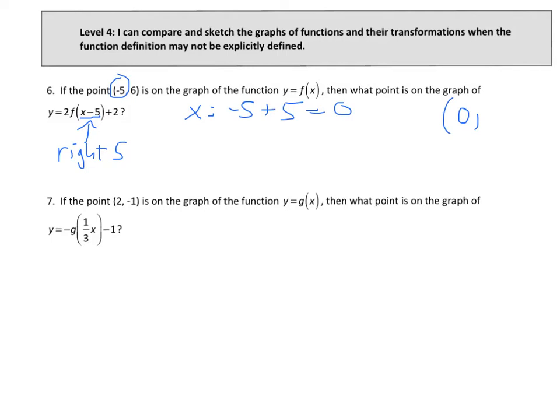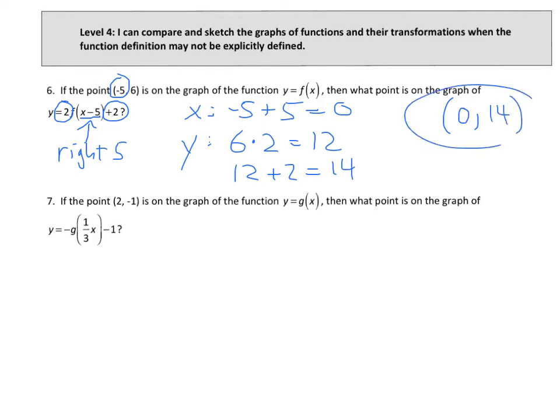Now for the y coordinate, we have two things happening. A vertical stretch by a factor of 2, and a vertical shift by 2. We follow order of operations with this, so I'm going to stretch it first. For the y value, first I'm going to take 6 and multiply it by 2, and we would get 12. Then the shift up 2, we add on 2 more. So we do 12 plus 2, and we get 14. So the point 0, 14 would be on the graph of the transformed function.